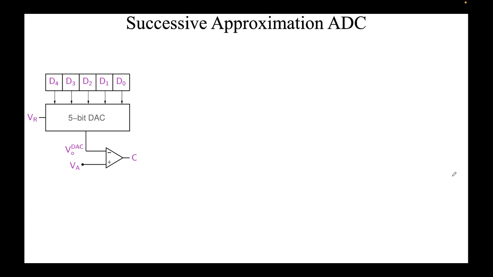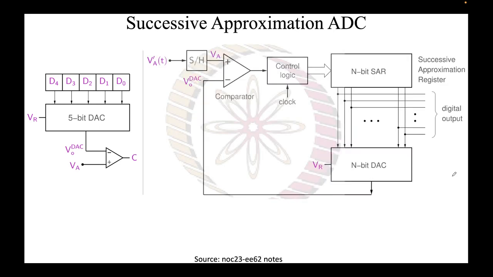So this was the schematic that we had, but there are many more components. I request you to refer to the lecture notes for that. There are many more components for this simple looking DAC. For instance, you have a sample and hold block here, but forget about sample and hold. This is the input that is coming, and you can see this input is being compared to the V0 DAC, which is the diagram over here. V0 DAC is coming as the output of the 5-bit DAC, or if we generalize it, an N-bit DAC that we see over here.